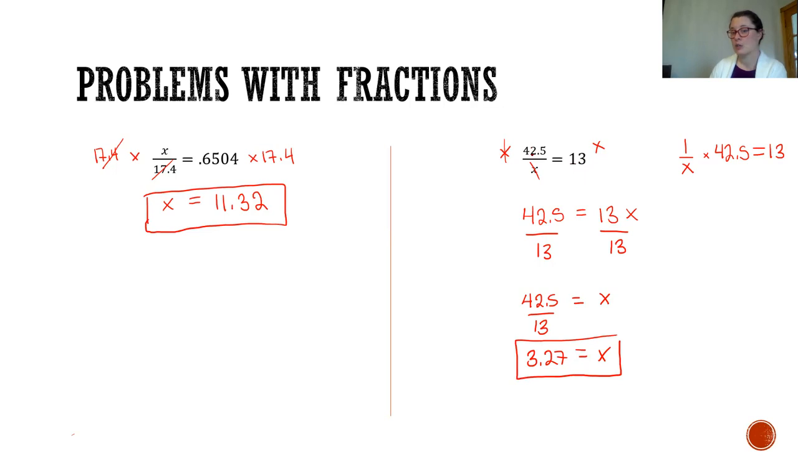All right, so 42.5 over x equals 13. And first, get rid of the x. So what we're really doing is bringing the x up to the top. You'll notice x is no longer on the bottom here.